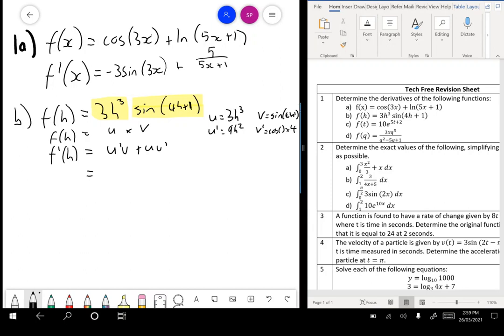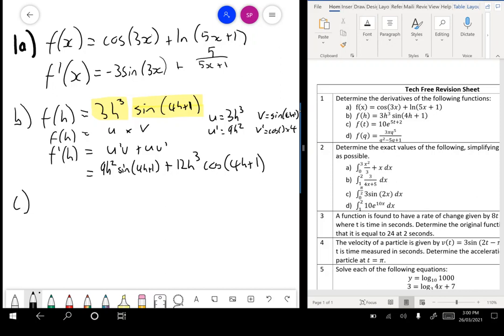So u dash times v is 9h squared sine of 4h plus 1, plus u times v dash, so 3h cubed times 4 cos, so that ends up being 12h cubed cos of 4h plus 1. And I believe we can stop there. Okay, when I say I believe we can stop there, we obviously can. If I've asked you to differentiate, that's all I want. I haven't asked you to simplify or anything.